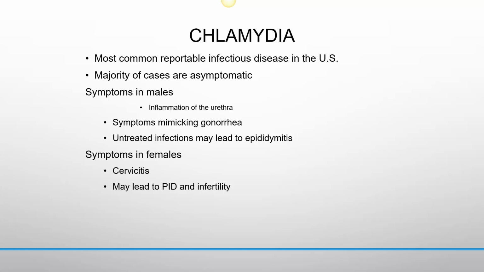Majority of cases are asymptomatic. Symptoms in males include inflammation of the urethra, symptoms mimicking gonorrhea. Untreated infections may lead to epididymitis and, again, infertility. Symptoms in females: cervicitis, and may lead to pelvic inflammatory disease and infertility. So again, these symptoms are almost identical to gonorrhea. It's really based on diagnosis.